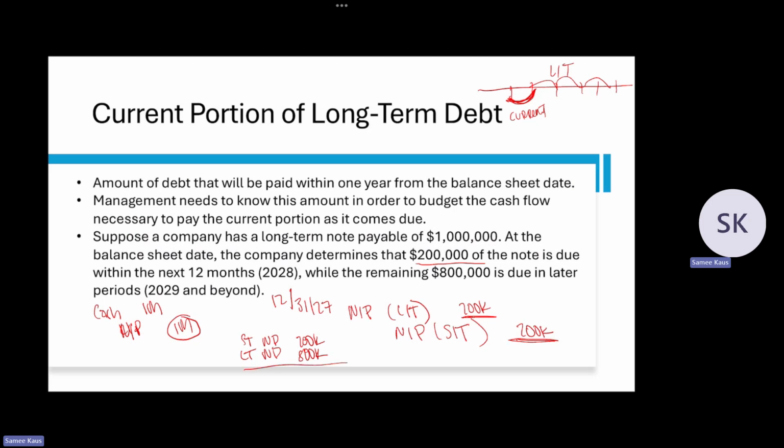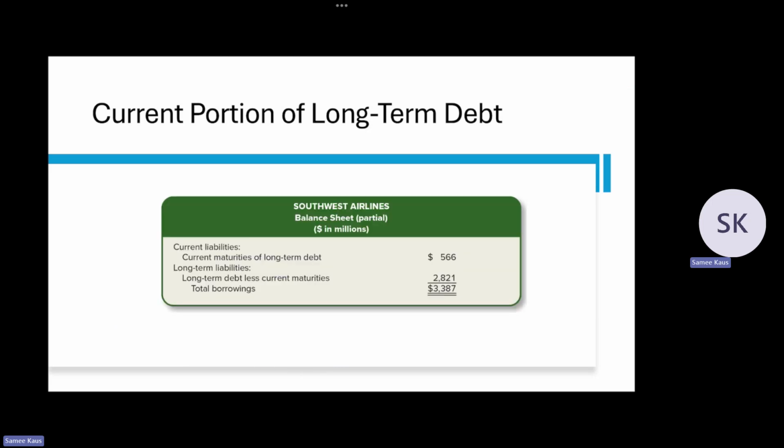So I'm going to have a total note payable of my 1 million, but it's being split out between these two different current versus long-term. So again, on a balance sheet, you're just going to see this listed separately, right? Because they represent different timelines as to when this obligation comes due.